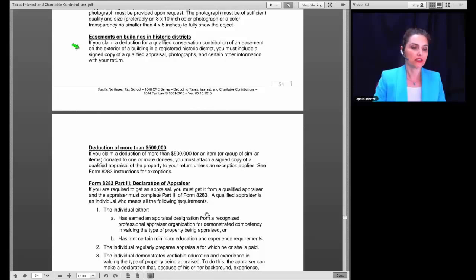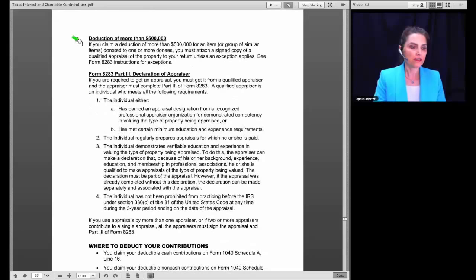Easements in a building in a historic district. If you claim a deduction for a qualified conservation contribution of an easement on the exterior of a building in a registered historic district, you must include a signed copy of a qualified appraisal, photographs, and certain other information with your return. Deduction of more than $500,000. If you claim a deduction of more than $500,000 for an item or a group of similar items donated to one or more donees, you must attach a signed copy of a qualified appraisal of the property to your return unless an exception applies. You should refer to Form 8283 for instructions for exceptions.